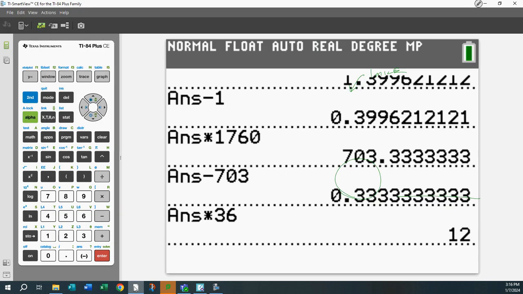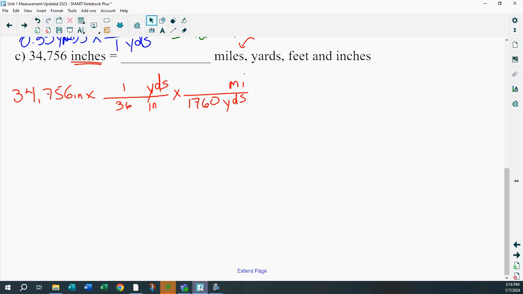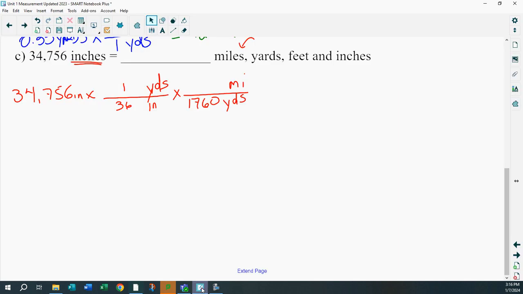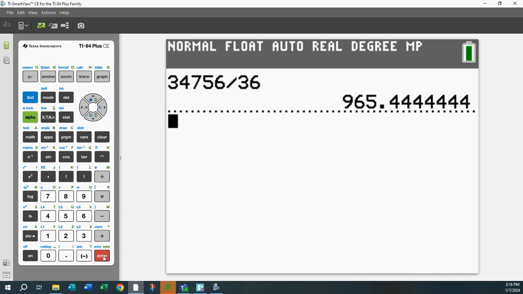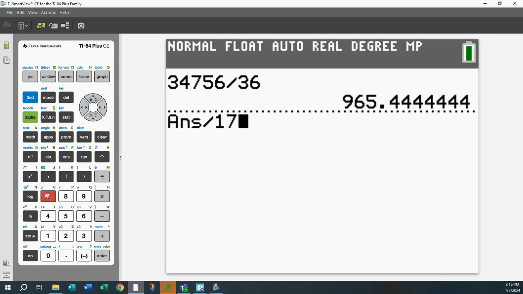Okay, let's go back to our calculator. Clear this out of here. Let's get all of this stuff off our screen so it doesn't distract us. Here we go. So the numbers were 34756. We're going to divide that by 36 first. Then we're going to take this number and divide it by 1760.